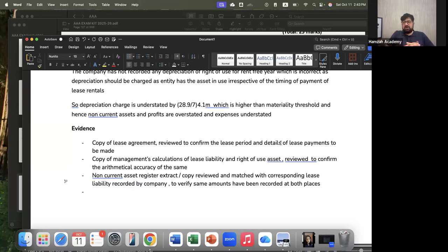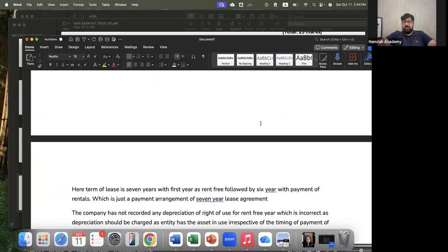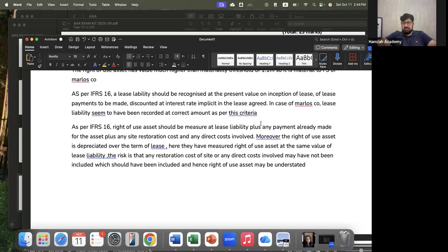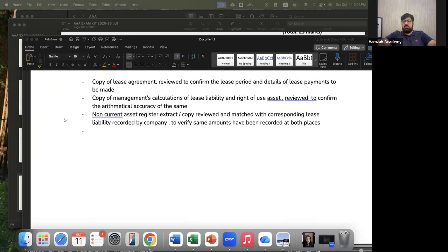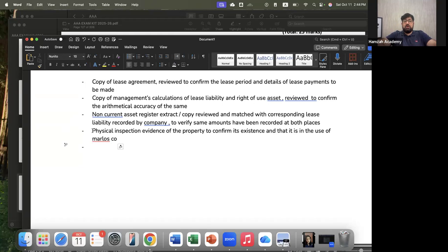So we are trying to check the record. Now they have purchased a property. So what will we be doing? My team member will go, and they should have physically visited the location, verified the property, and noted down that it is in good condition and in the use of the company. So physical inspection evidence of the property. The purpose is to confirm existence and its use by the company.